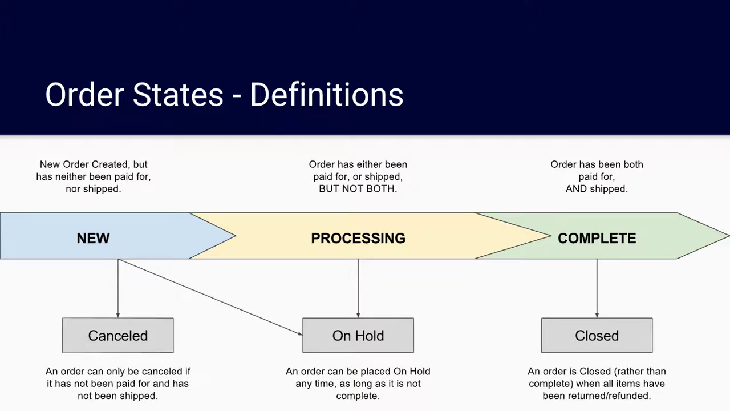Now, there are three other states that you may be aware of or encounter. That's canceled, on hold, or closed. An order can be canceled only if it is in the new state, which means that the order has not been shipped, it's not been paid for, therefore it can easily just be canceled. Then there's the on hold state. The on hold state can be assigned to an order at any time as long as it's not complete. And then there's the closed state. The closed state comes in after the order has been completed, which means that it's been shipped and it's been paid for. But if the items need to be returned or the funds need to be refunded, then once everything is returned or everything is refunded, the order goes into a state called closed.